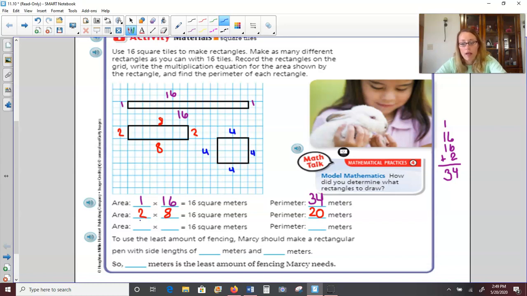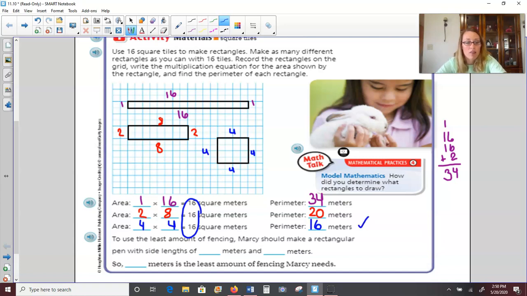So area, I figured that out by multiplying 4 times 4, which is 16. So the area of all those rectangles is the same, even though they don't look the same, but they are still covering the same amount of space. The perimeter would be adding 4 plus 4 plus 4 plus 4, which is the same as 4 times 4 again, and that is 16 meters.